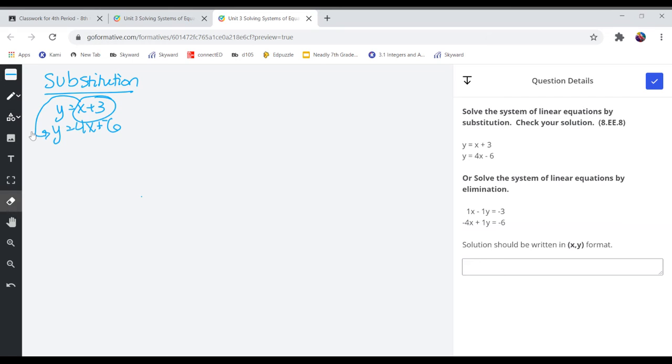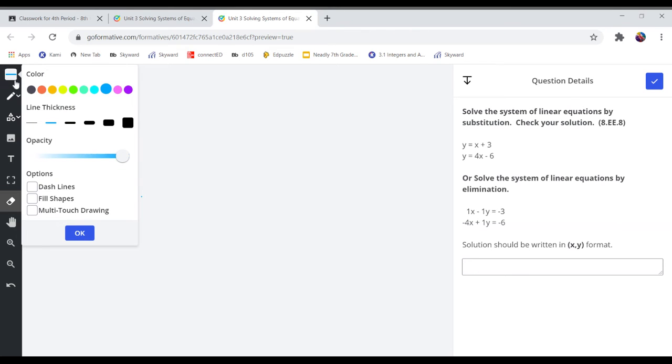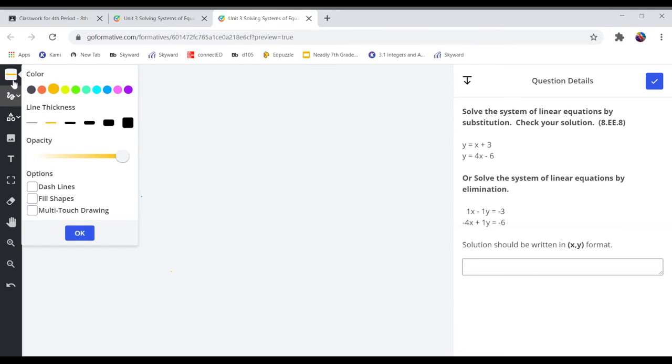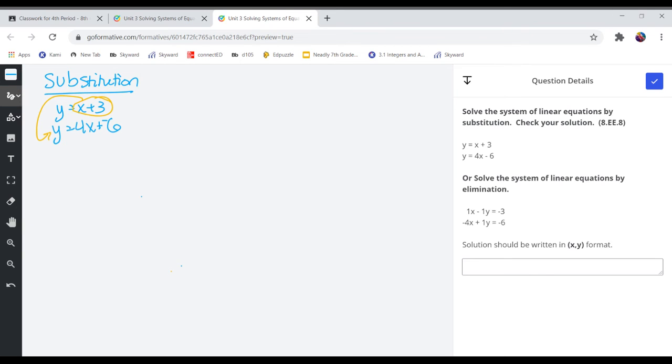In fact, I'm actually going to change my color, so that way it might be easier to see. Oh, I apologize, I accidentally still had the eraser on. So this x plus 3, I'm going to replace with this y. So that becomes x plus 3 equals 4x plus -6.